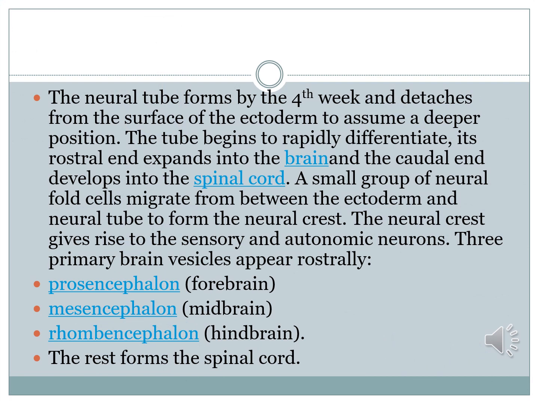So the neural tube is formed by the fourth week and detached from the surface of the ectoderm to assume a much deeper position. It will start to differentiate anteriorly into three vesicle-like structures, forming what is called the brain tissue, and the caudal part will form the spinal cord. These cells anteriorly will differentiate into three constrictions. That is the forebrain, or prosencephalon, the midbrain, mesencephalon, and the rhombencephalon, which is the hindbrain. And the rest of the neural tube will form the spinal cord.